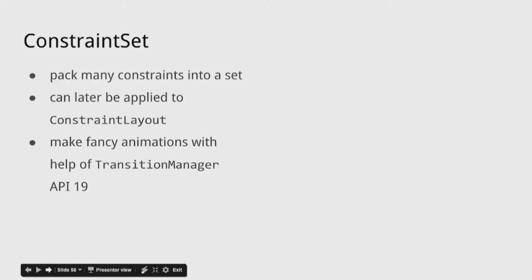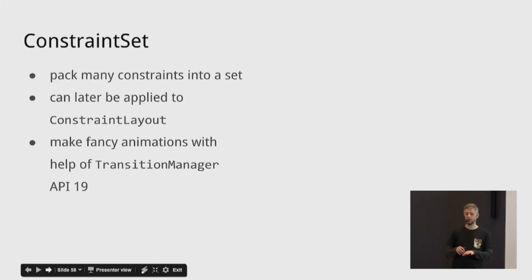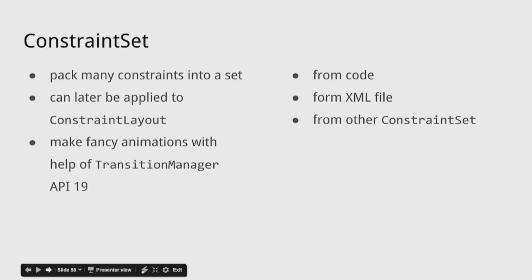Another funny feature of ConstraintLayout is ConstraintSet. Basically, ConstraintSet is a way to create an object from the code, just like, let's say, an ArrayList, and put constraints into that object so that later on we can apply those constraints to another view, another ConstraintLayout to be precise. And it's super funny when you connect that ConstraintSet idea with TransitionManager, which is API 19. So it's not so funny if you think that ConstraintLayout is API 9 and up. But sadly, to make those funny transitions, we need API 19. And you can create those constraints from the code, from the XML, or from other constraint sets. So it's kind of convenient.